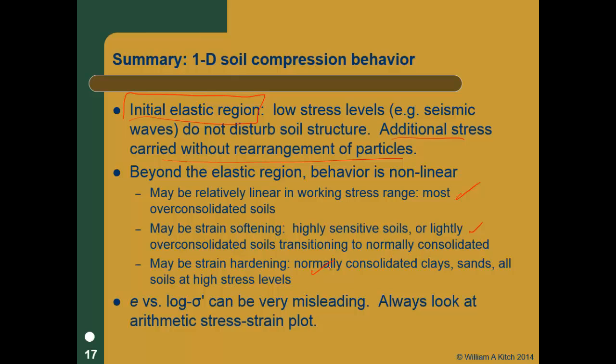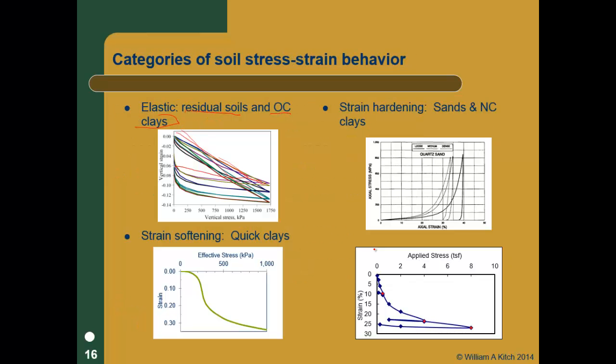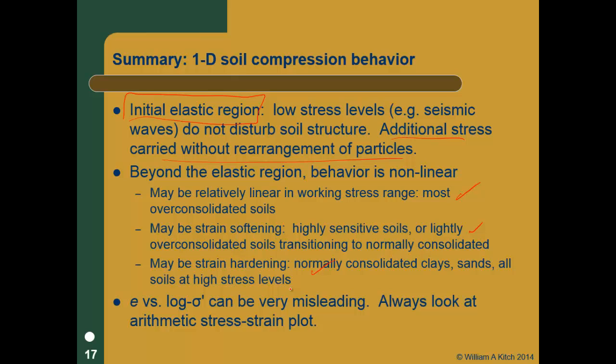And then for normally consolidated clays and for sands and all soils at a high stress, notice that even the quick clay becomes strain hardening after you pass this real softening point, then it starts strain hardening again. So at high stresses, and the sand clearly, for all the other soils, for normally consolidated soils and for sands, you can model them as strain hardening materials. And for those ones, C sub C equals constant probably works okay.